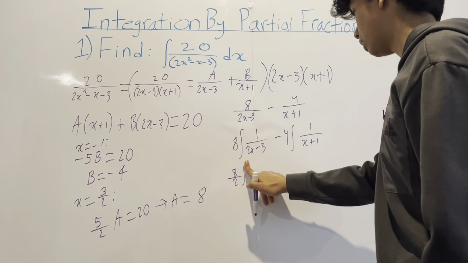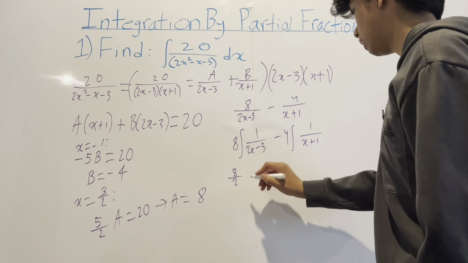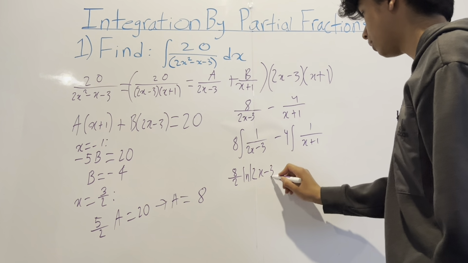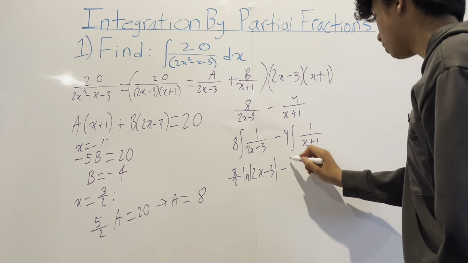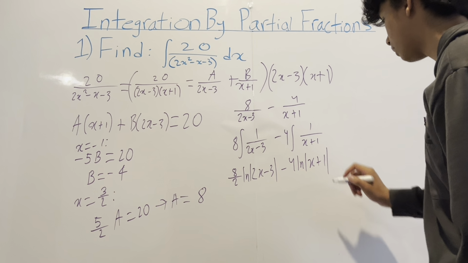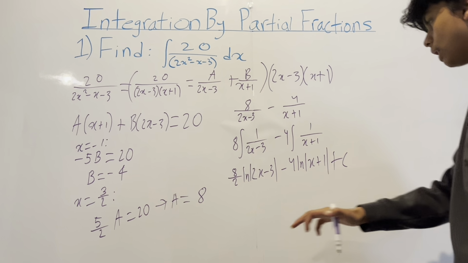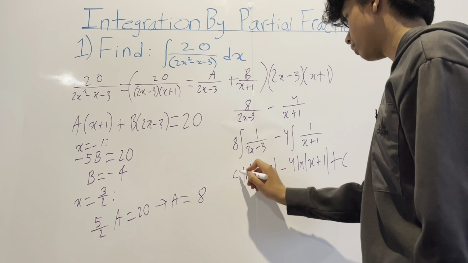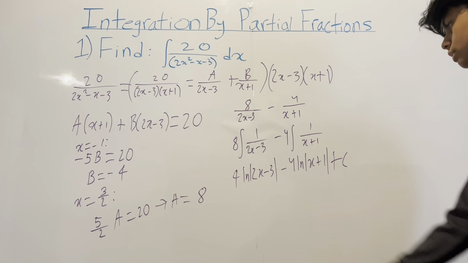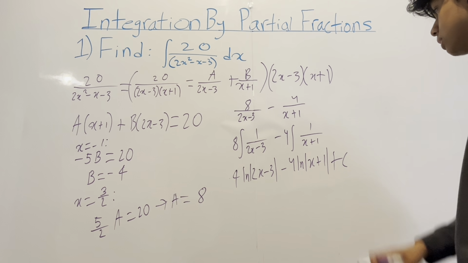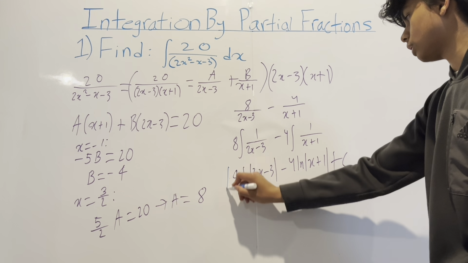Actually no, we're done with the integral. It's ln of the denominator, so 2x minus 3. And then minus 4 ln of x plus 1 plus C. And this 8 over 2 is just 4. So this is our final answer: 4 ln |2x minus 3| minus 4 ln |x plus 1| plus C. This is our answer.